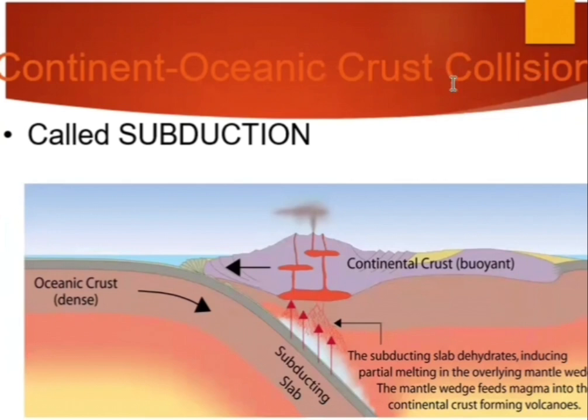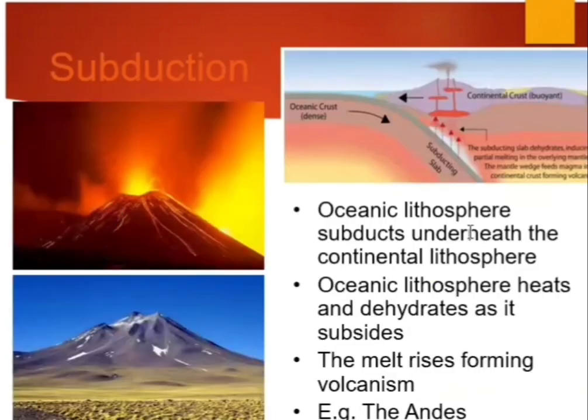Continental meets oceanic, called subduction. As you can see, one going down, one going over. You have a subduction zone right there. Subduction also occurs as oceanic lithosphere subducts beneath the continental lithosphere. Oceanic lithosphere heats and hydrates as it subsides. The melt rises, forming volcanism, for example the Andes. So when subduction occurs between the oceanic and the continental, you have volcanoes along these borders, along the line where the two plates meet.